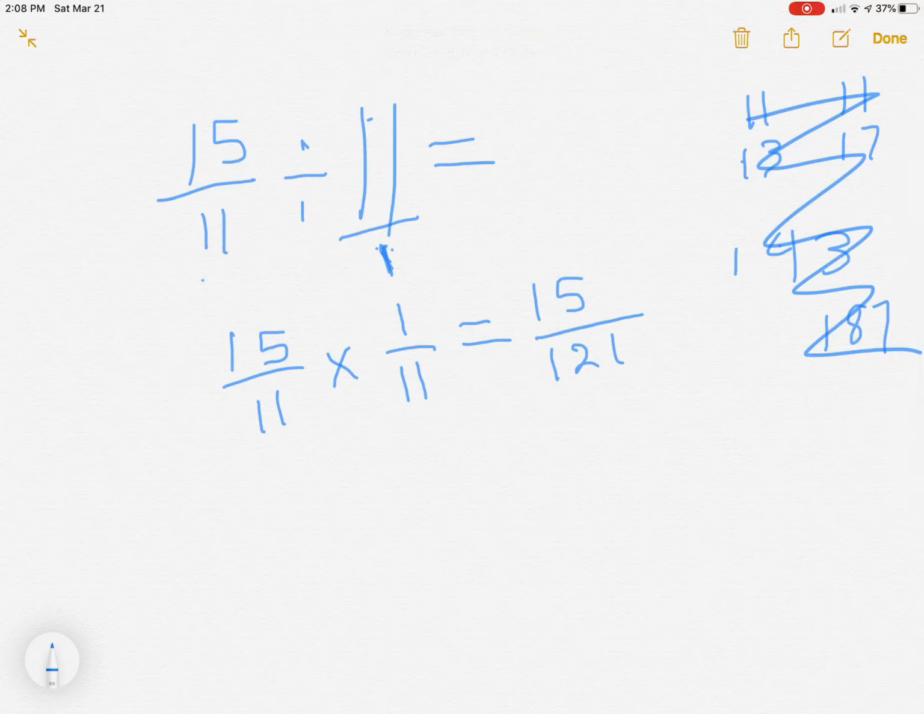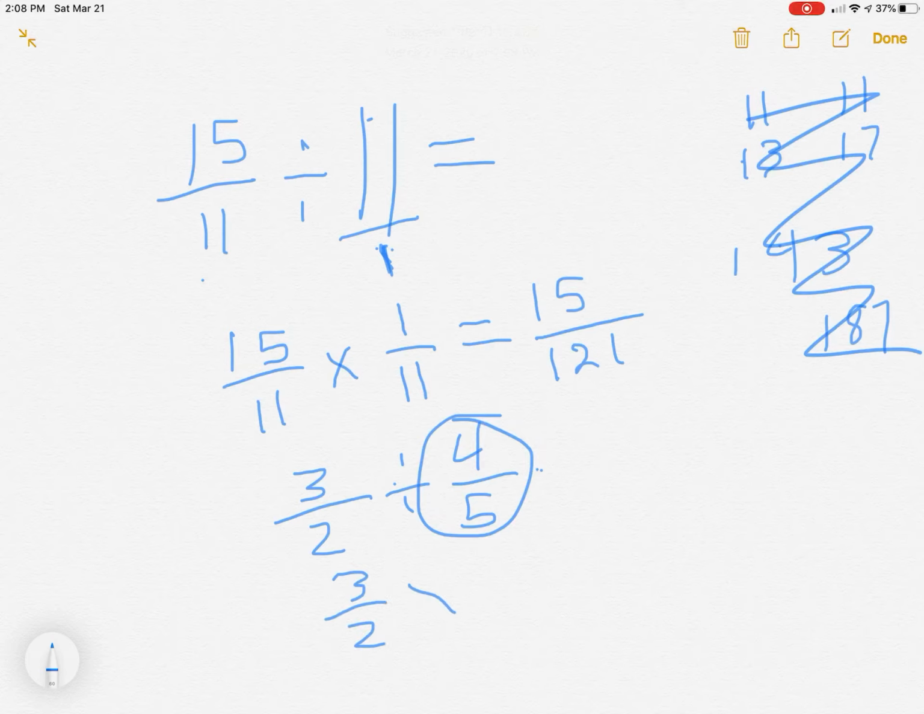Okay, let's do 3 halves divided by 4/5. So how do I do that? I'm going to flip the second number upside down. Always has to be the second number. Times, flip it upside down, is equal to 3 times 5 is 15. 2 times 4 is 8. Okay? Everybody getting that? I hope so.